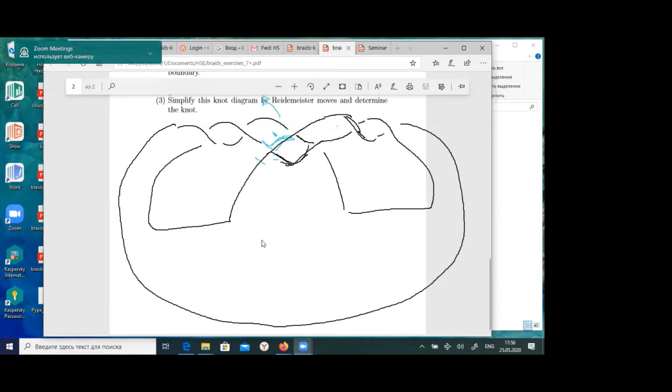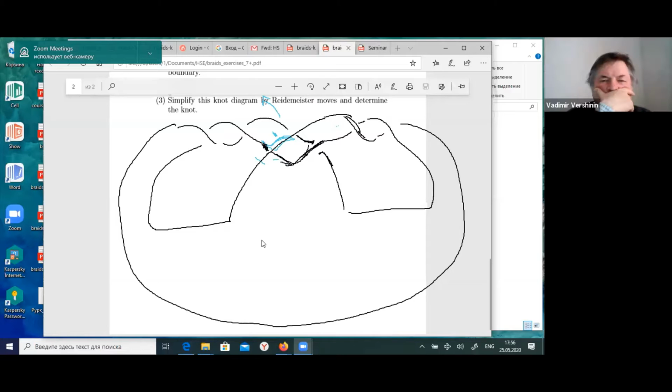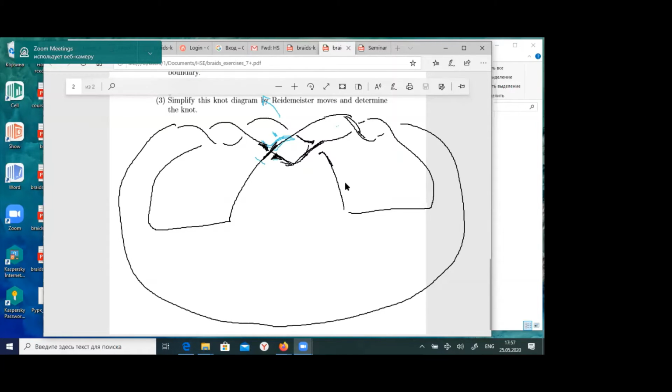This, and it's okay or not? Yes, because this ribbon was going over, right? So this is undercrossing and this is overcrossing. This is undercrossing. So we should raise a little bit. Okay. Yes. Very good.